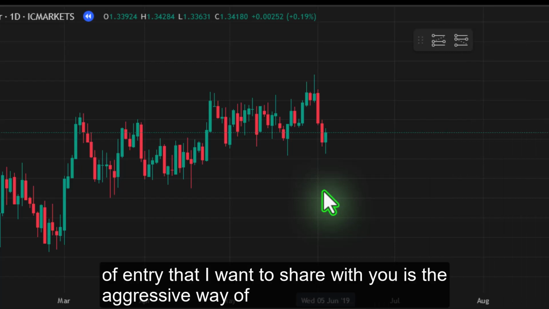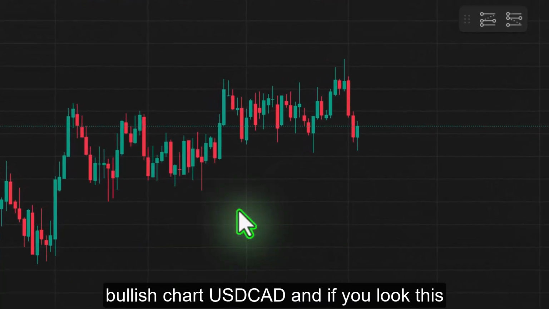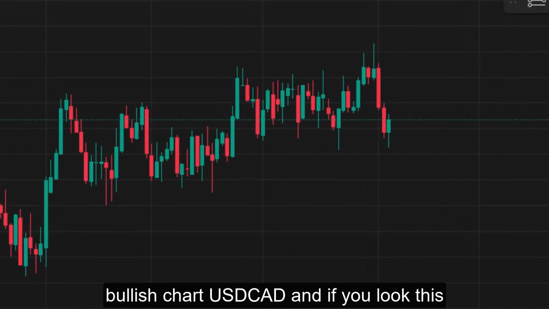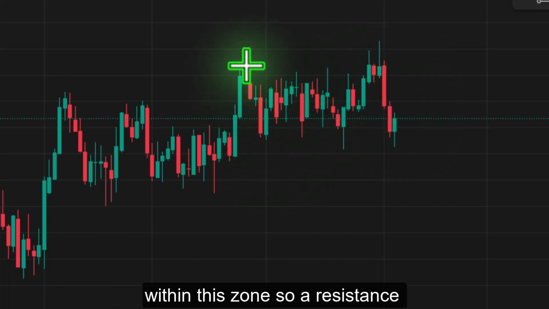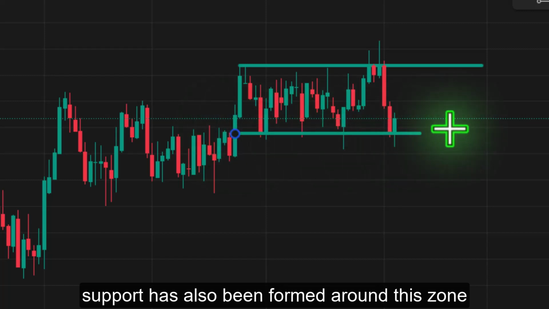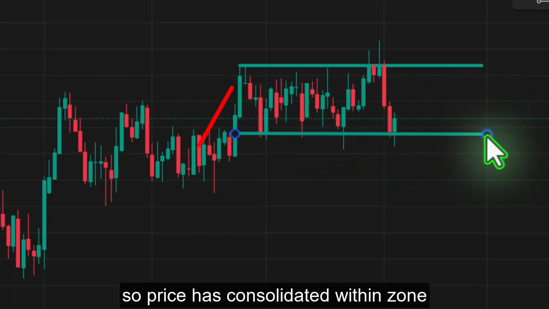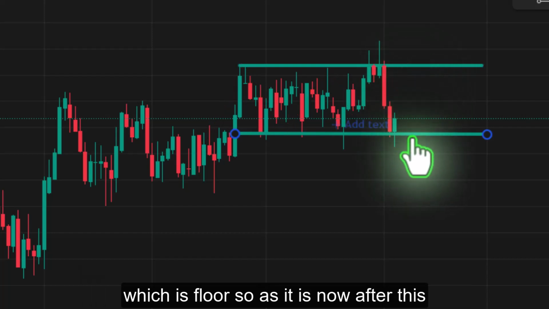The first method of entry that I want to share with you is the aggressive way of entering a trade. For example, here is the bullish chart on USD CAD. If you look at this chart carefully, you can see that price is consolidating between this zone. A resistance has been formed around this zone, and a support has also been formed around this zone. So price has consolidated within this zone. We have our resistance here, which is the ceiling, and we have our support, which is the floor.